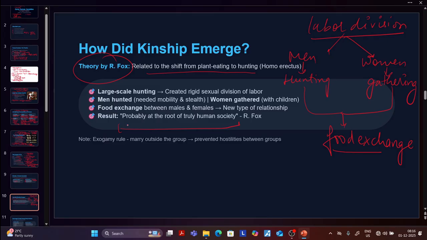Even today, kinship structures how we organize. We speak of brothers in arms, workplace family, family businesses. The language of kinship remains central to how we conceptualize social organization.